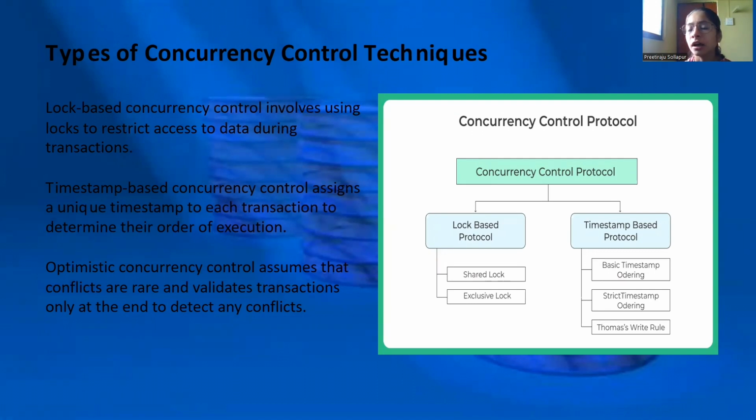Concurrency control protocols are divided into two types. One is lock-based protocol. In lock-based protocol, it is divided into two types: one is shared lock, second one is exclusive lock. And the second one is timestamp-based protocol. It is divided into three types: basic timestamp ordering, strict timestamp ordering, Thomas Write rule.